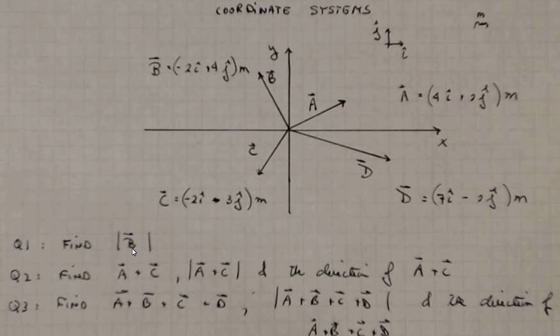Question 1: Find the magnitude of the B vector. Question 2: Find the A vector plus the C vector. Find the magnitude of the A vector plus the C vector, and find the direction of the A vector plus the C vector.